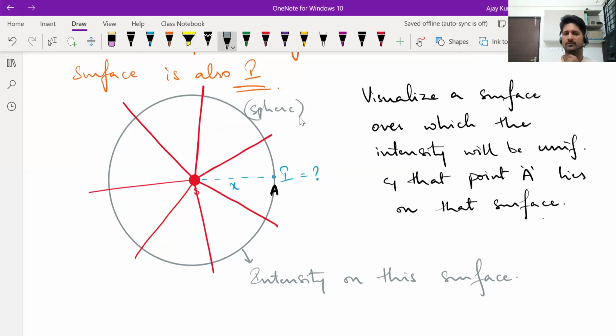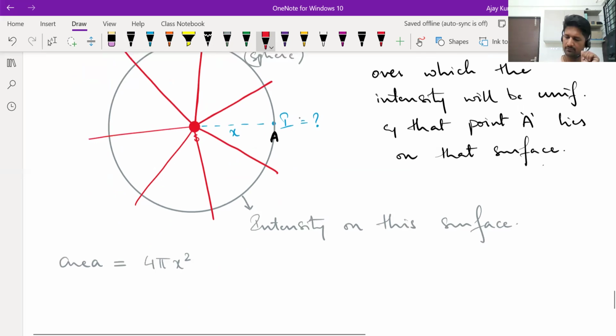Rishi, what is the surface area of a sphere? 4 pi r square. So in this case, it becomes 4 pi x square. Now the source is radiating a power P, meaning P joules of energy is emitted per second. If energy travels with a constant speed, then the same P joules of energy per second will be crossing this sphere.